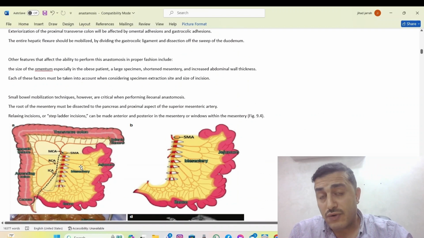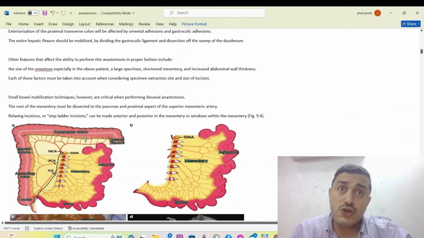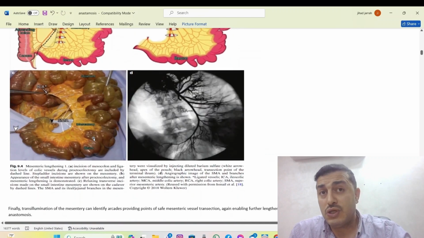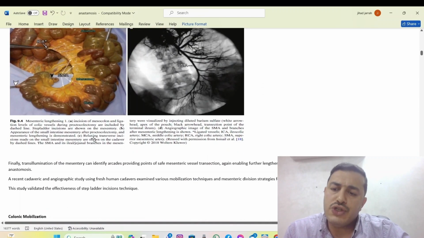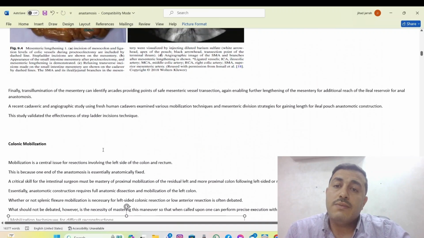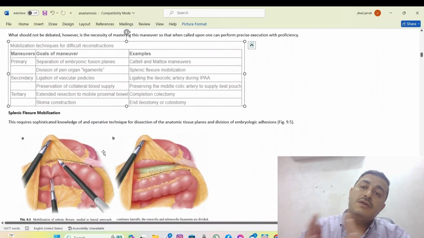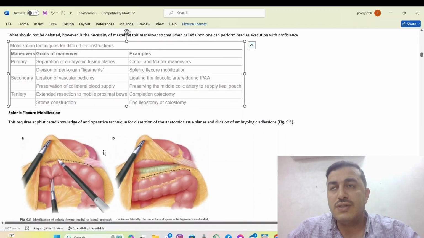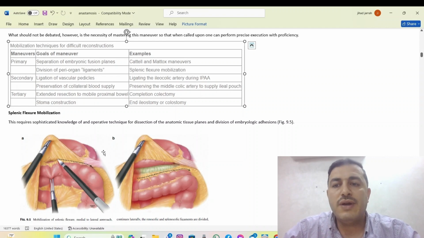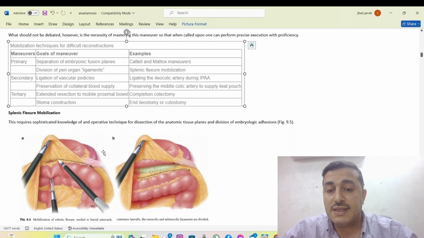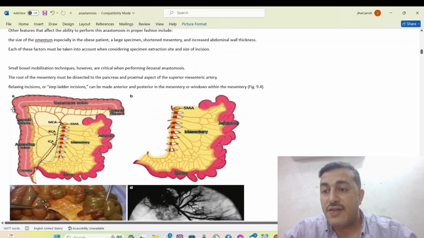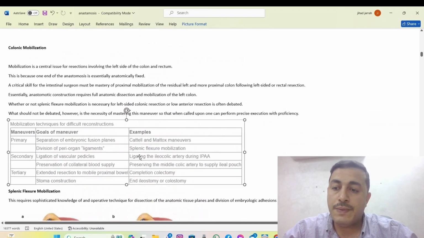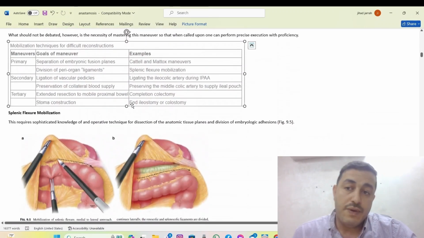It could be used not only for colon surgery, but also for exposure of the retroperitoneal structures, especially in urological surgeries. And Mattox is when bringing the left colon to the midline, and this of course involves separation of the embryonic fusion plane, the Cattell line, which is present over here, the attachment to the retroperitoneal wall, or posterior abdominal wall, between the ascending and the descending colon. Okay, this is one of the primary procedures.